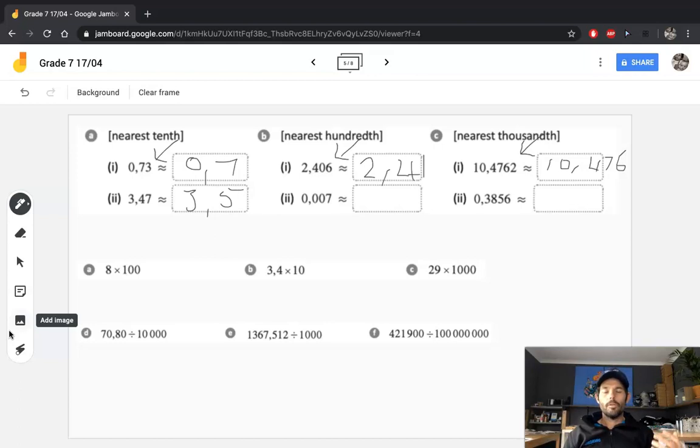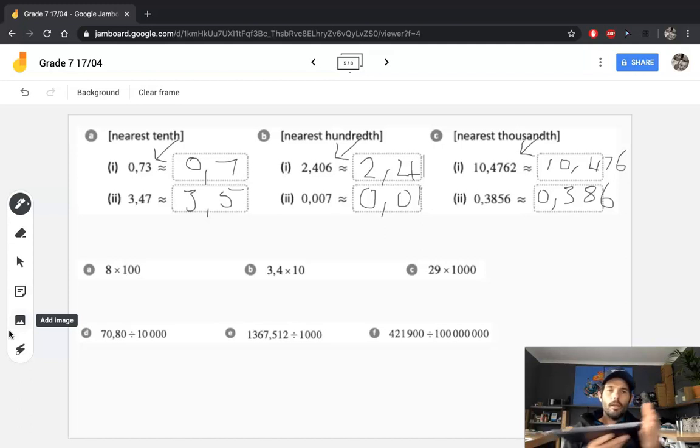It's 7, which means it's greater than 5. So my hundredth column goes up by 1. So that's going to be 0,01. And in C2, I'm looking at the 10,000th column, and that is also greater than 5. So my thousandth column must go up 1 to 0,386.